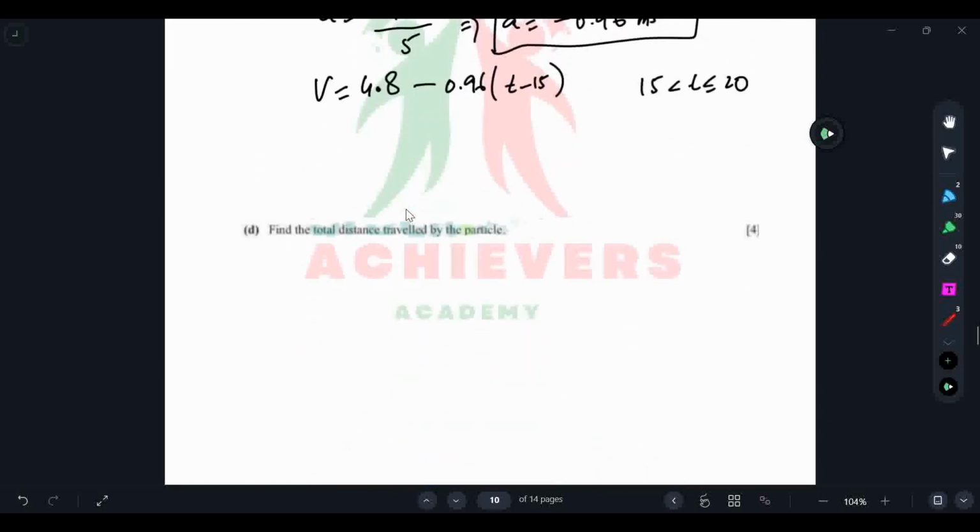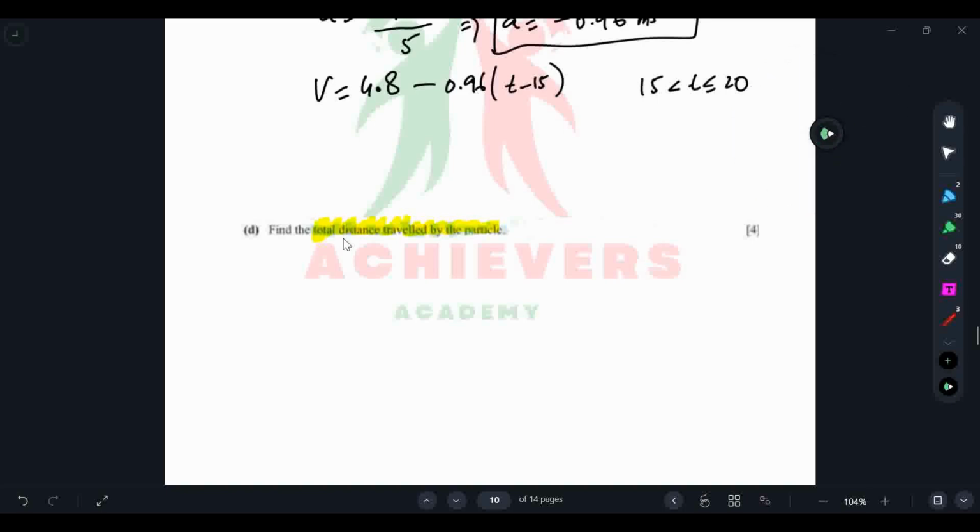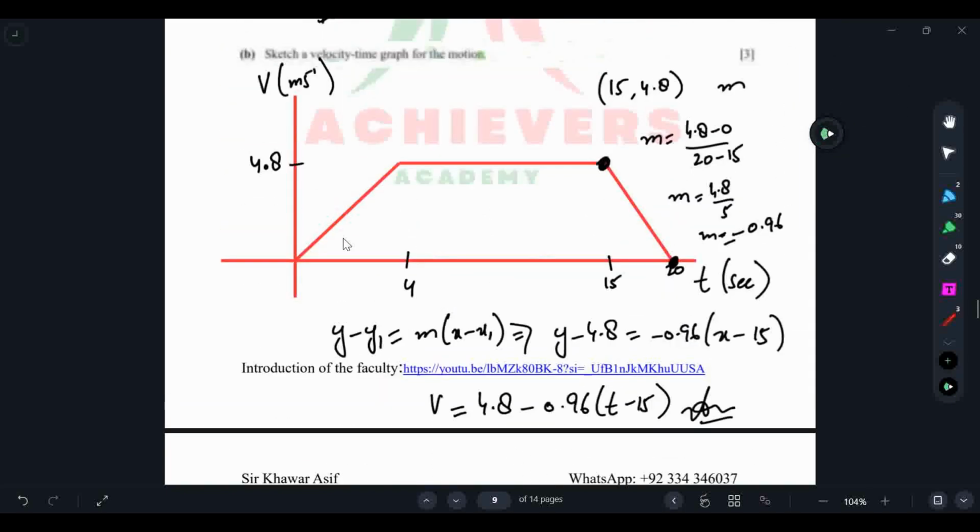D part is total distance. We need to find out the total distance traveled by the particle. How can we find it? For total distance, we know that the velocity time graph is given to us. There are two ways to find the total distance. The first one is the area under the graph, and the second one is the integration.